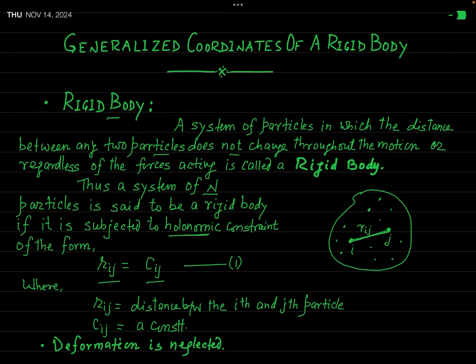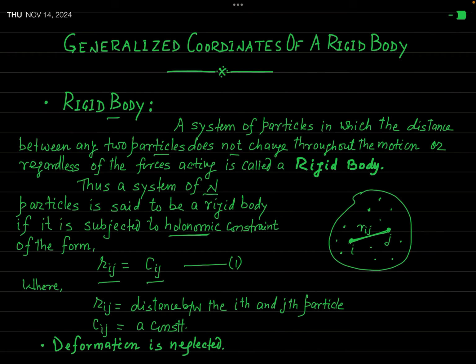When the constraint or the condition is imposed on the position of particles, then the constraint is called holonomic. And you can see in this case the constraint is imposed on the position of particles, because in the case of a rigid body we simply say that the body is called rigid only when the distance between any two particles of the body remains constant during its motion, or irrespective of the forces acting on the body.